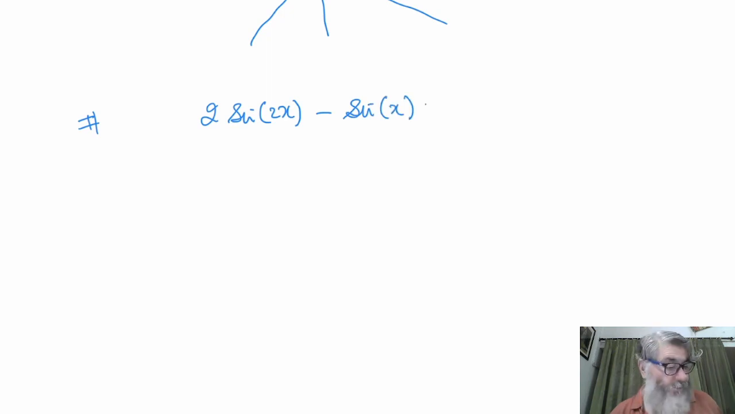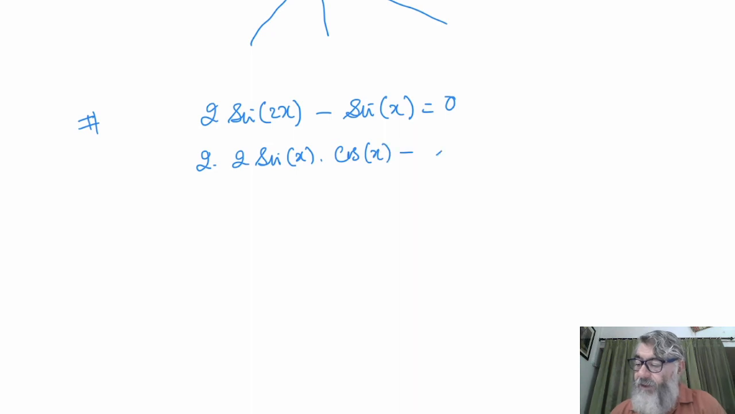Now let us see the next question, which is 2 sin 2x minus sin x is equal to 0. Again we have to find the general solution. Again this is just application of formulas. 2 into 2 sin x cos x. Sin 2x is 2 sin x cos x, minus sin x is equal to 0.